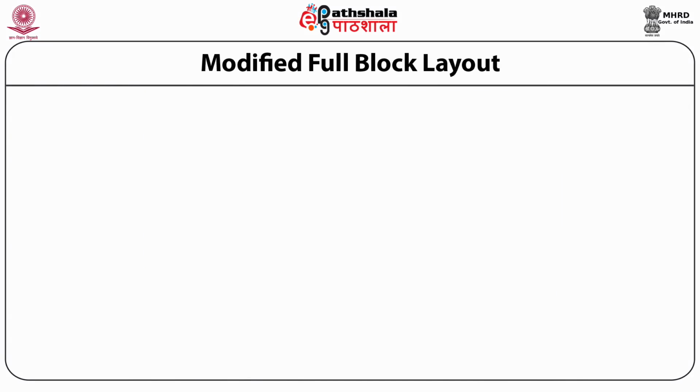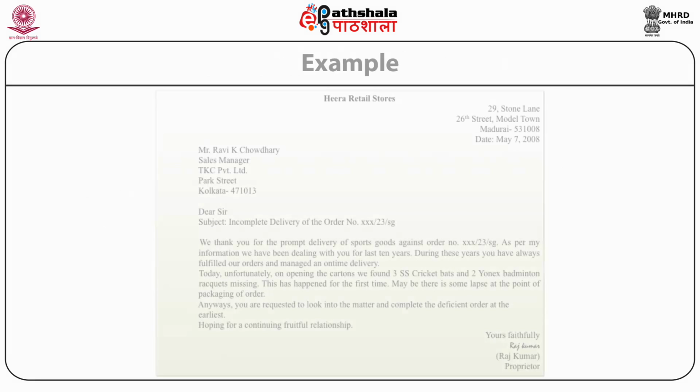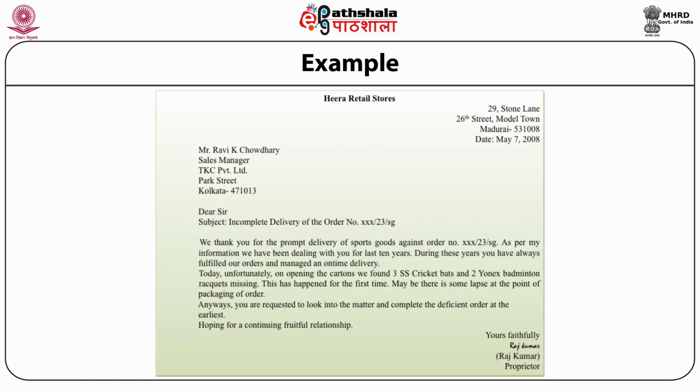Another popular style of layout is modified full block. In a modified full block layout style, the sender's address, date, complimentary closing, signature, name of sender and designation are placed to the right of the center of the page. The rest of the information is presented in a block style format. The example presented earlier can be written as per the modified block layout in the following manner.